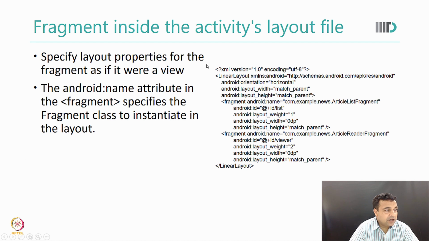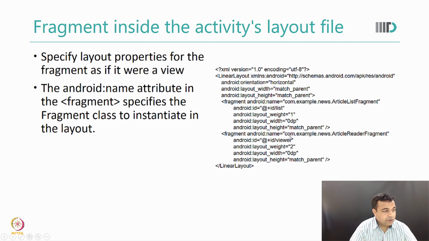Number one, specify layout properties for the fragment as if it was just another view. So now we already know how to add a view. For example, we added buttons in our previous example, which were views. So the same thing, we have to specify layout properties for the fragment as if it were a view. Now let us see an example. So this is the example that is given here.